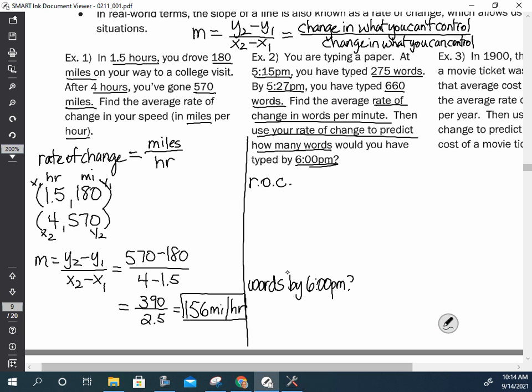So let's go ahead and solve it out. At 5:15, you've done 275 words. At 5:27, you've done 660 words. So you're trying to figure out what is your rate of change in words per minute. So rate of change would equal the difference in your words, divided by the difference in time.